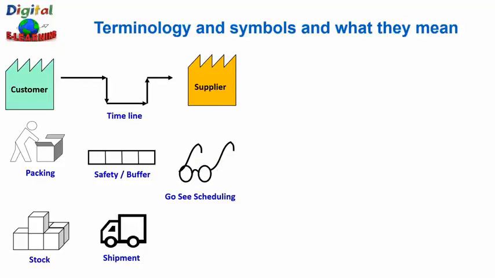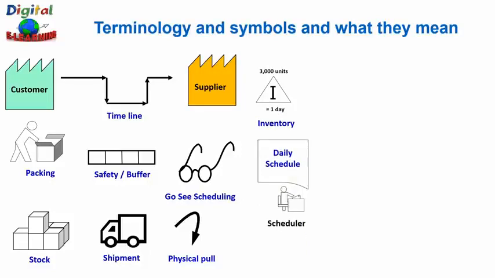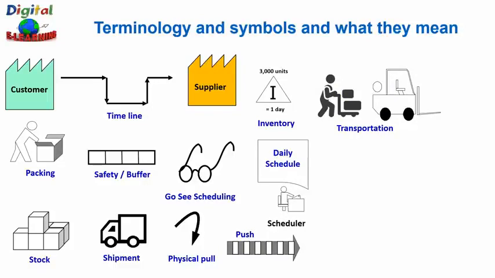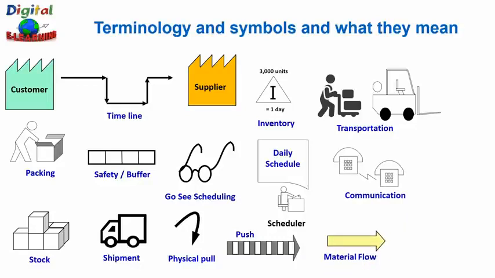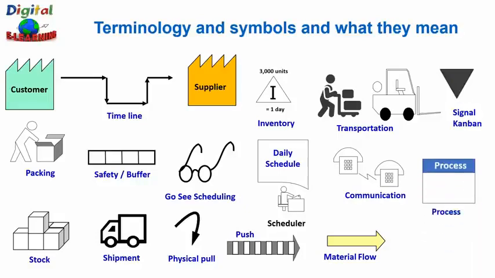It refers to confirming something visually during the process, and it is often represented with a pair of glasses. Next we have the physical pull. Then we have the inventory, where I denotes the number of units. Then we have the daily schedule or scheduler. Push. Then we have the transportation using a forklift or something else. Then we have the communication, material flow, signal Kanban. Then we have the process, which is denoted with the process name at the top as the heading. And finally we have the information flow.